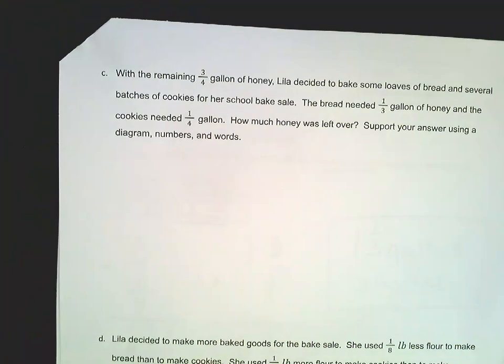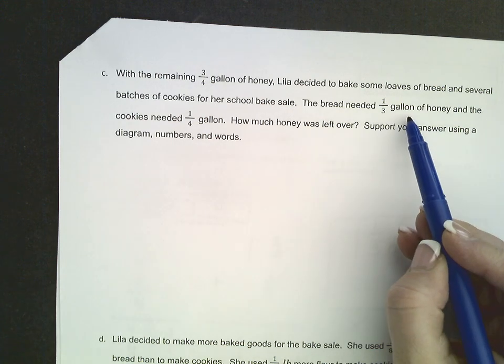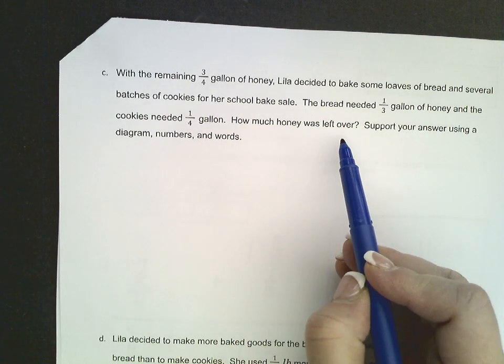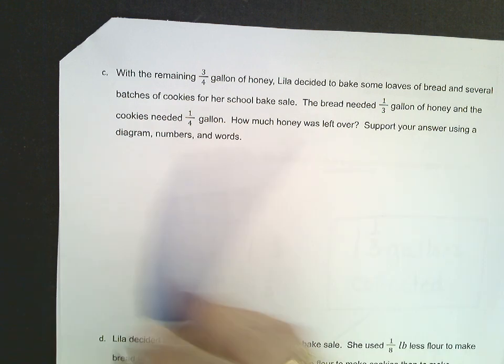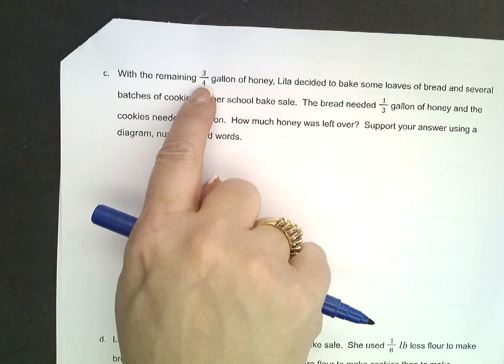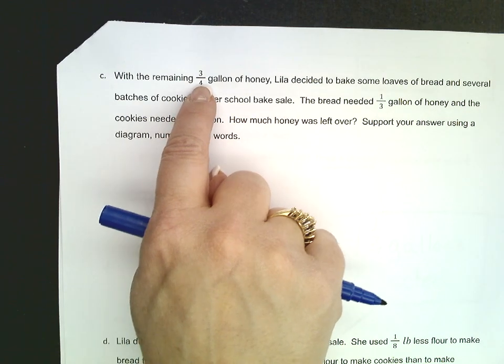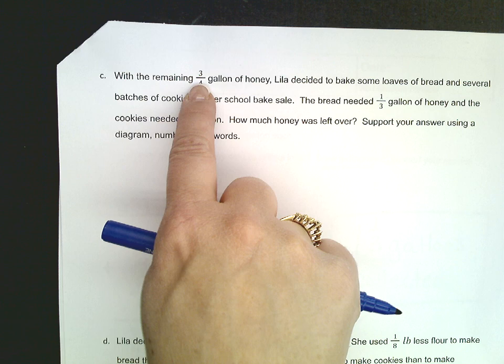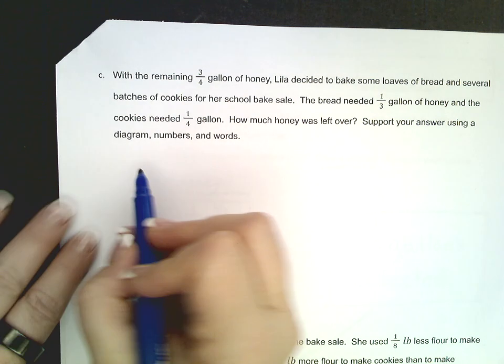So it says, with the remaining 3/4 gallon of honey, Lila decided to make some loaves of bread and several batches of cookies for her school bake sale. The bread needed 1/3 gallon of honey, and the cookies needed 1/4. How much honey was left over? Support your answer using a diagram, numbers, and words. So we know what her whole is. She totally had 3/4. That's all she had left, because remember, she used it on the other page. So she had 3/4 left. That's our whole.